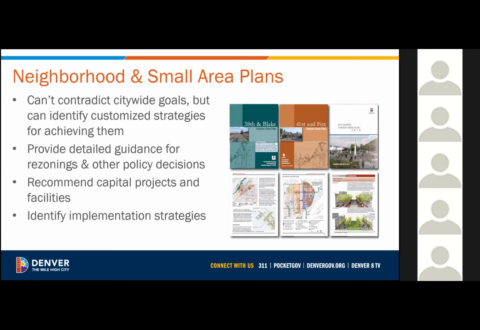This is where we get our more detailed guidance for rezonings and other policy decisions. If you come in to rezone land and the parcel's located within an area that has a small area plan, it's the go-to document for getting guidance on that decision. Neighborhood and small area plans recommend capital projects and facilities, which not all of your citywide plans do. So if there's new infrastructure that's needed, those types of things are often identified in these plans and eventually can become bond projects or get implemented down the road after adoption.